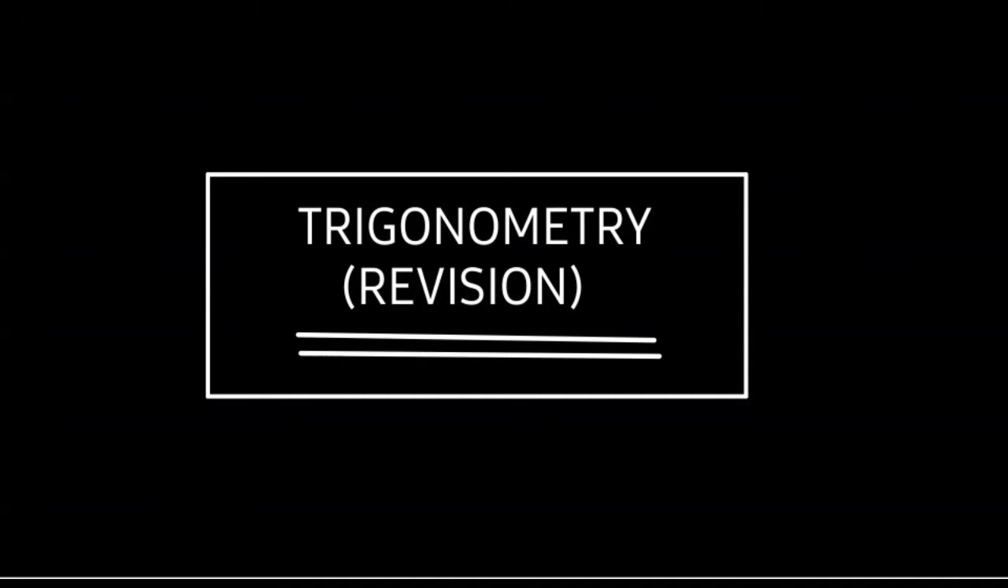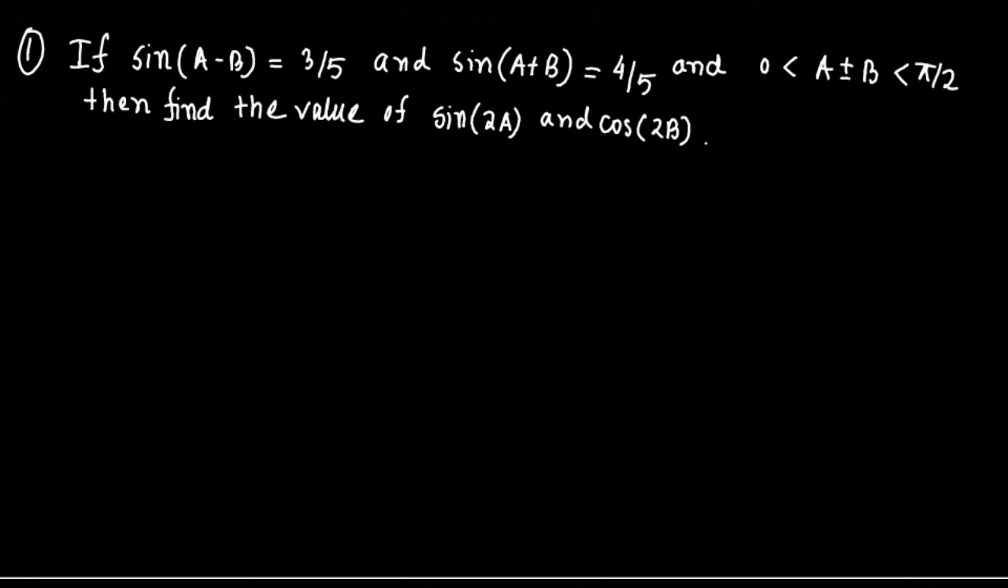Today we will do a revision session on trigonometry for class 11. Without any further delays, let's get started with the questions. The first question says that if sine of a minus b is equal to 3 by 5 and sine of a plus b is equal to 4 by 5, and a plus or minus b is lying from 0 to pi by 2, then find the value of sine 2a and cos 2b.